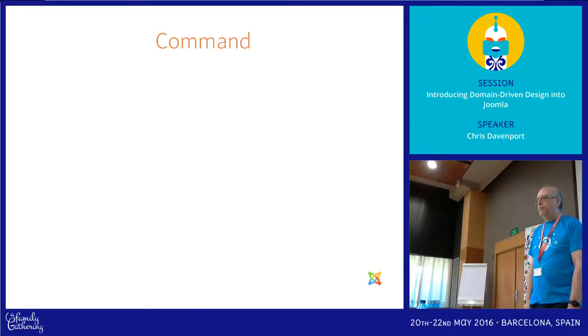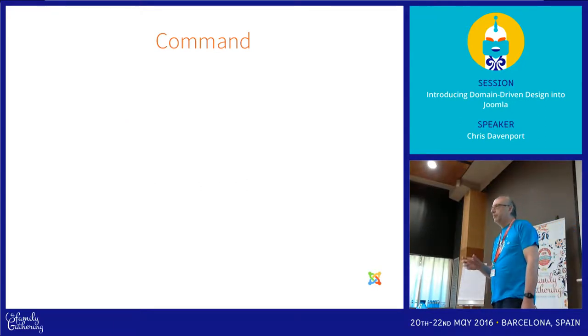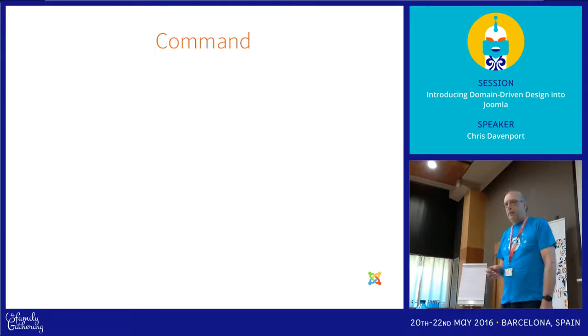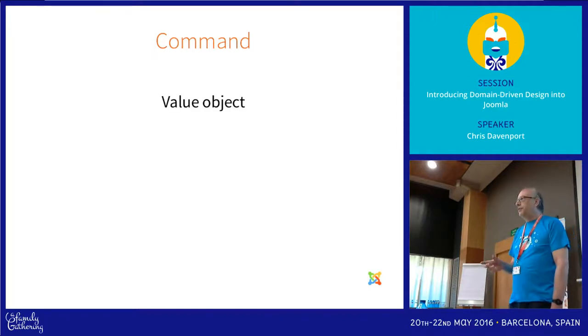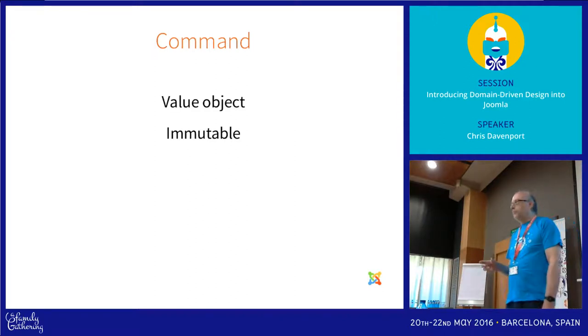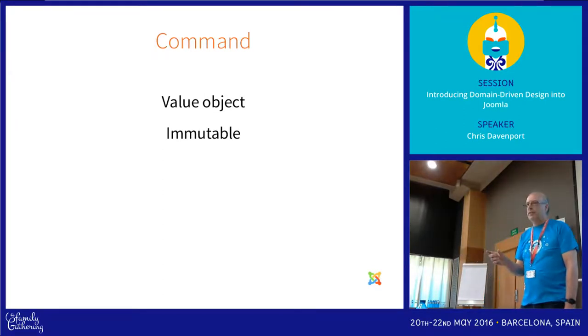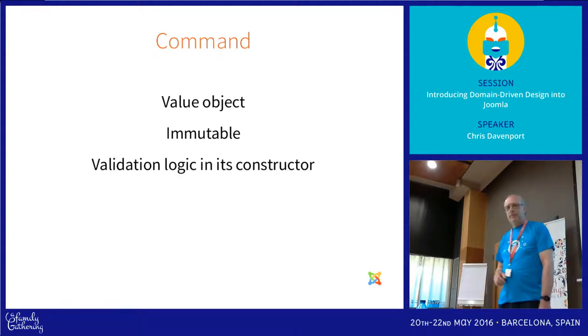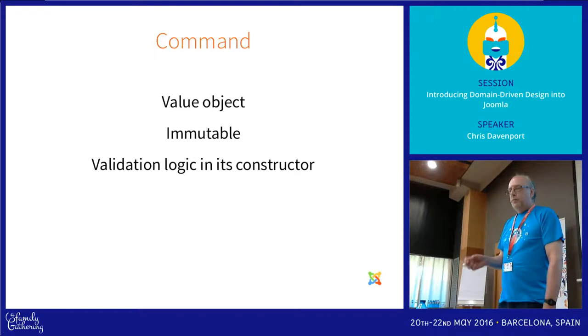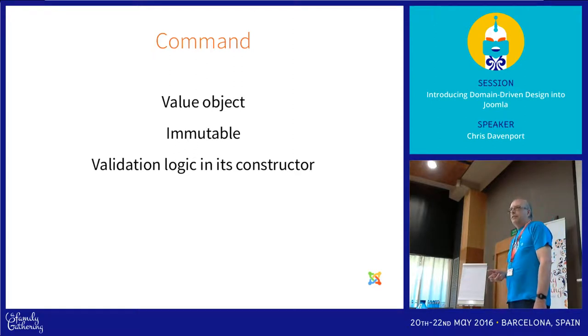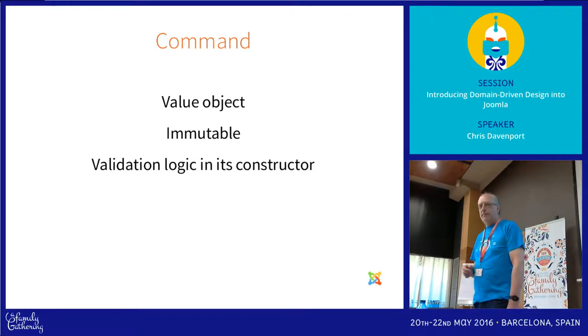And the command objects are really, really simple. They're basically just simple data containers. They don't really have any intrinsic behavior of their own. They are actually value objects. They're also immutable. So once you've instantiated that command with parameters that you pass through in the constructor, you can't then change it. And it's possible to put validation logic into the constructor itself. And that's actually quite a good idea to do. It's not essential, but it is quite a good thing to do.